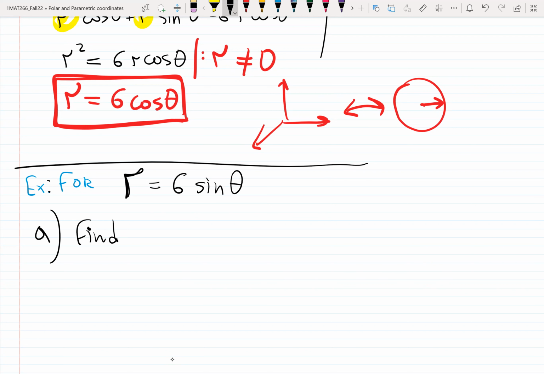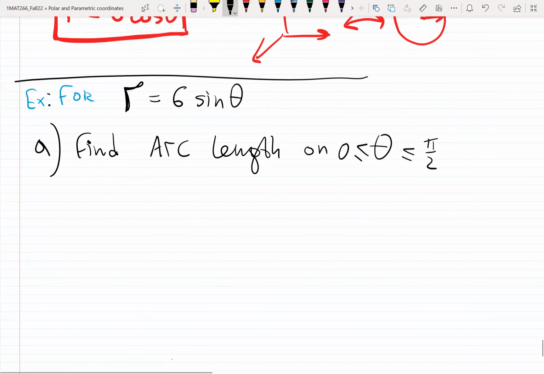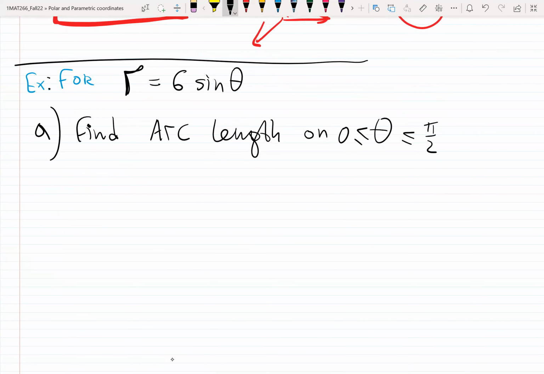Find arc lengths, or lengths of the curve, on theta from 0 to pi over 2. Who cares? Something random. I give it to you, don't worry about that. Then L equals the integral from 0 to pi over 2, and this is when you get stuck. Hopefully you remember the formulas and the difference between them. But if not, try your best not to mess up.